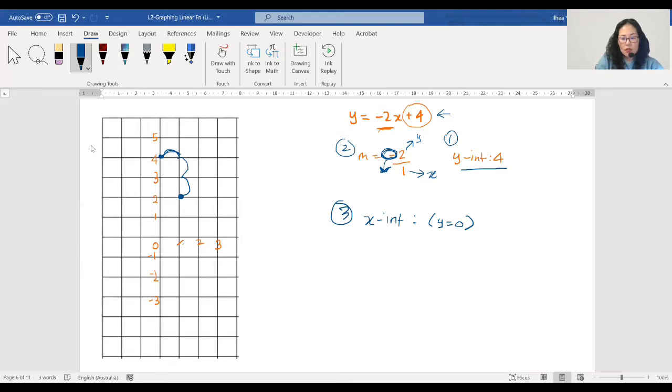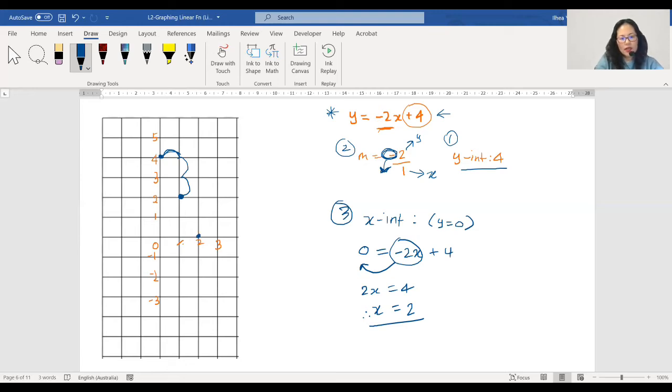So what I'm going to do is substitute y equals 0 into our function here. So it'll be 0 equals minus 2x plus 4. And I'm going to find the x value. So I'm going to move this to here to make it positive. So it's going to be 2x equals 4. And I divide that by 2. It'll be 2, because 4 over 2 is 2. So I know my x-intercept is on 2 here.